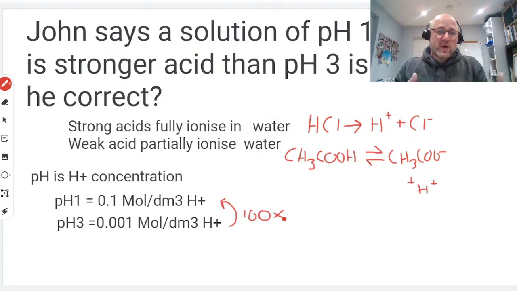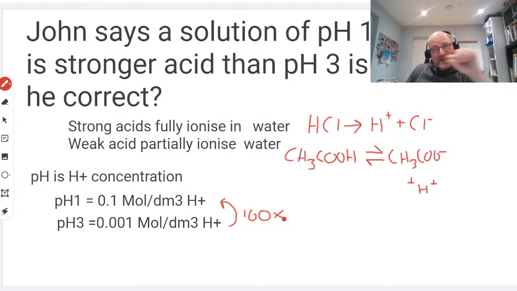And we use the word fully ionized or partially ionized. Some of the questions you could be asked: you've got a solution of pH 7, a solution of pH 5 or 4, how many times stronger is it? For every pH, it's a factor of times 10 going down that is stronger in hydrogen ions. Going all the way up to pH 14, the strongest alkali is pH 14.